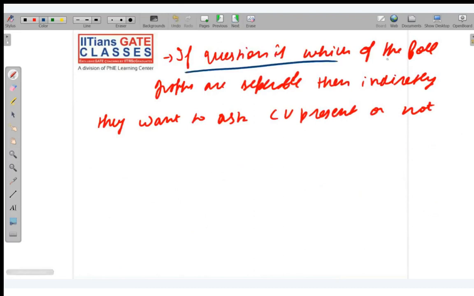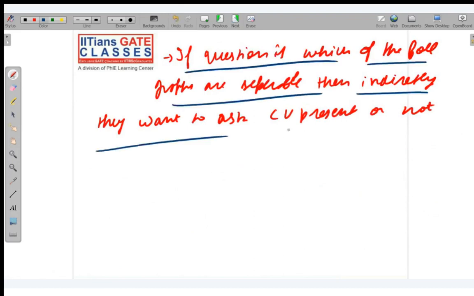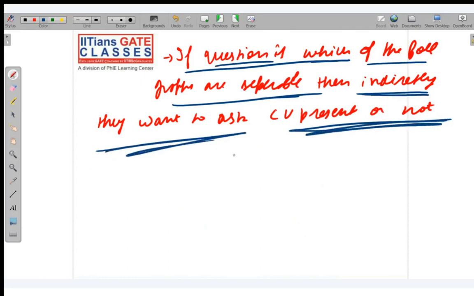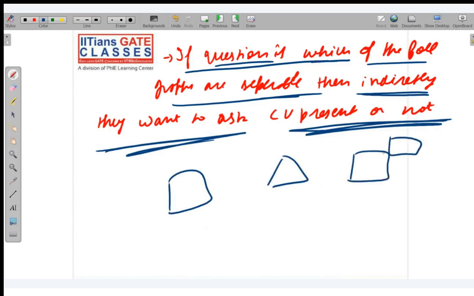Okay, so if the question is which of the following graphs are separable, then indirectly they want to ask whether a cut vertex is present or not. They can give you some graphs and ask which of the following graphs is separable. Directly or indirectly they want to ask whether a cut vertex is present or not. This is not separable, this is not separable, this is separable because there is a cut vertex here. Okay, next snapshot. I will jump to the next slide.